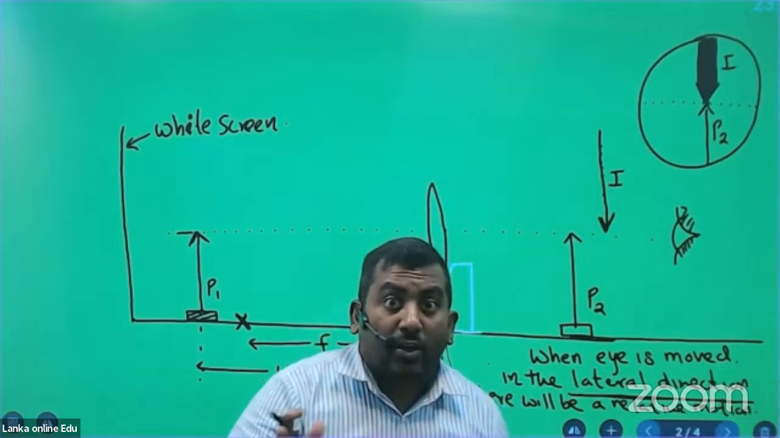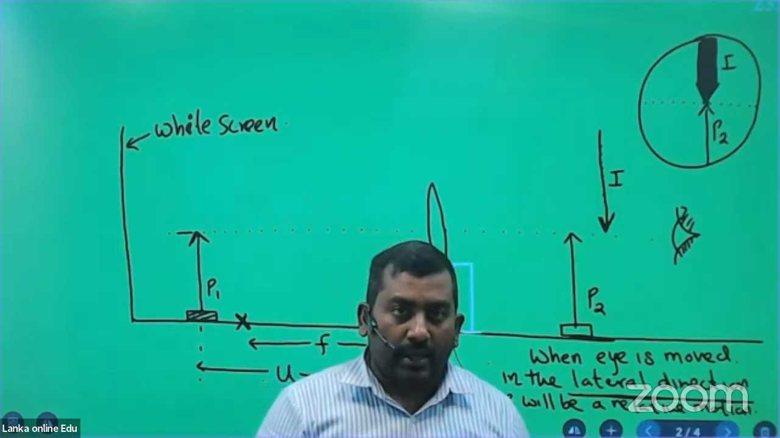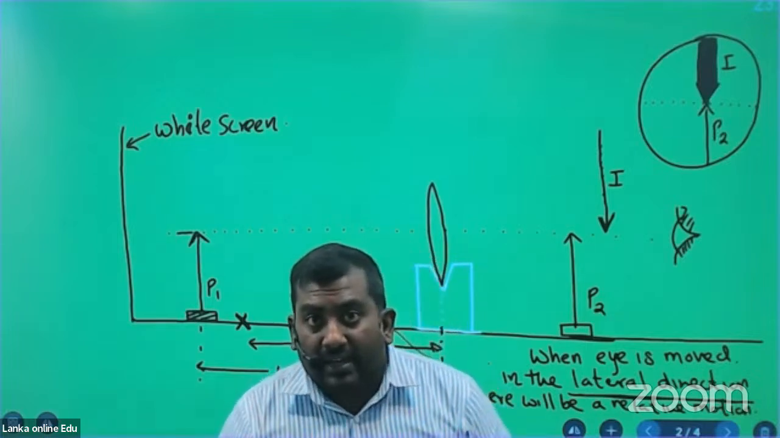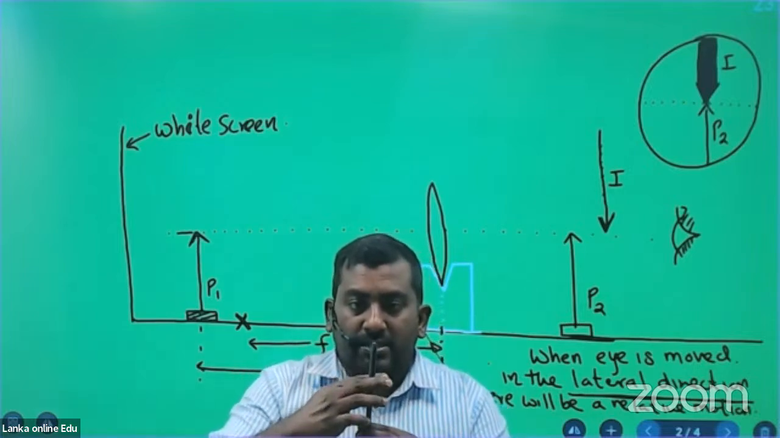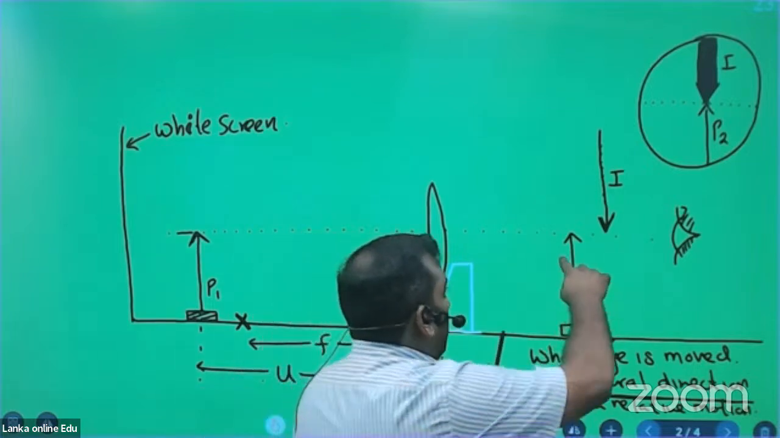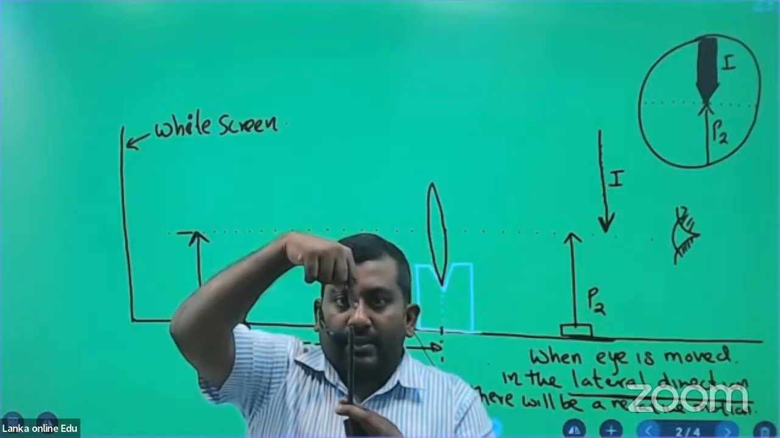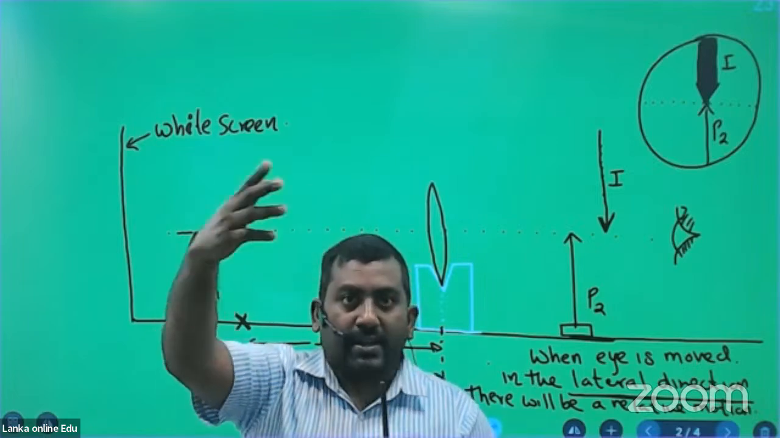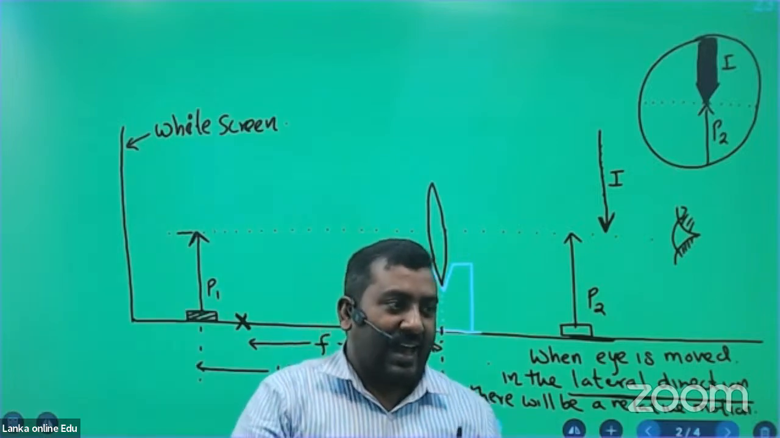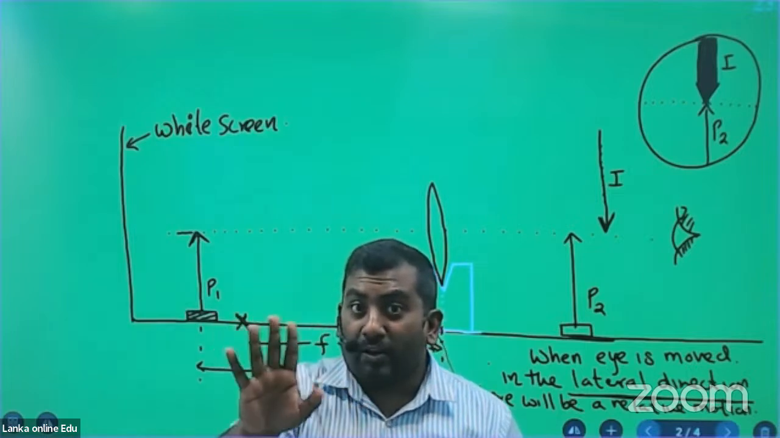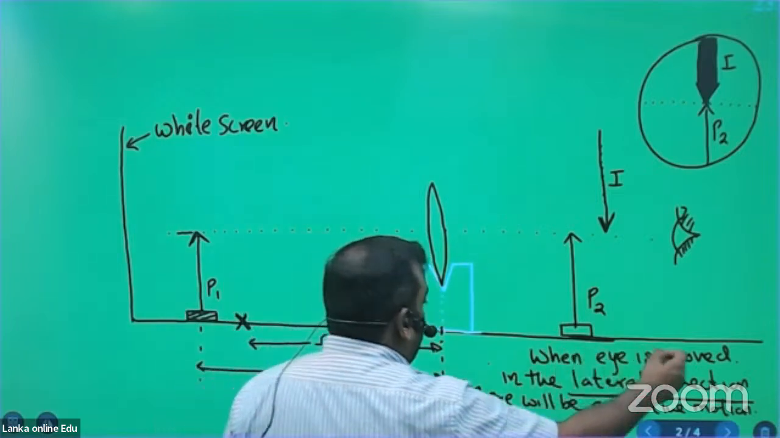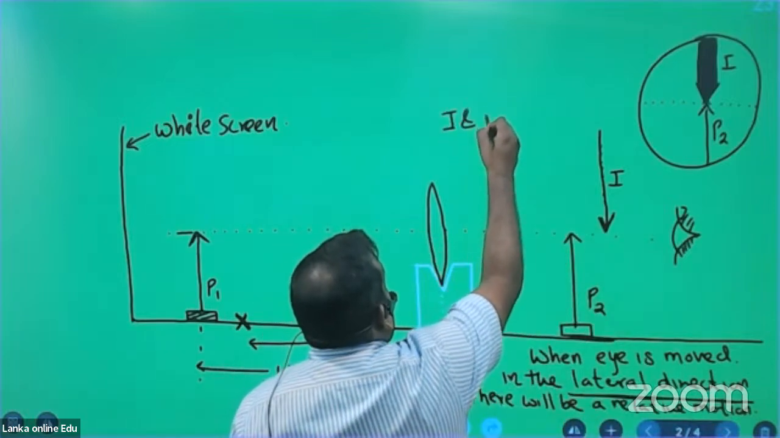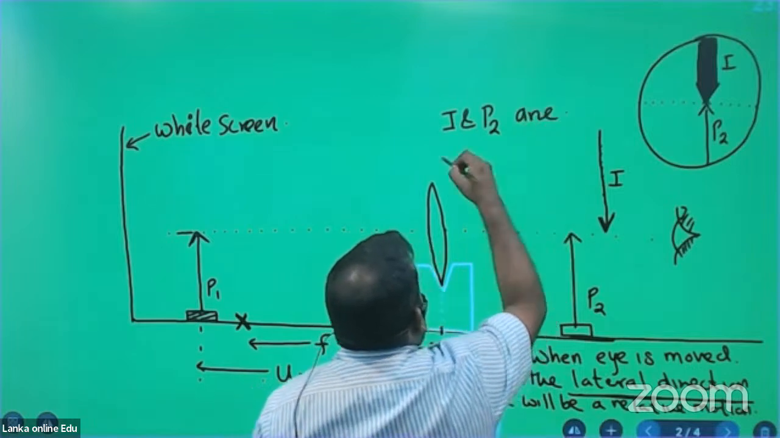Now you must move your head in the lateral direction. If you move your head in the lateral direction, in this case, they are not coinciding. The image and the pin will move relative to each other. There's a relative motion. If there is a relative motion, we say they don't coincide with each other. When the eye is moved in the lateral direction, there will be a relative motion. I and P2 are not coinciding.